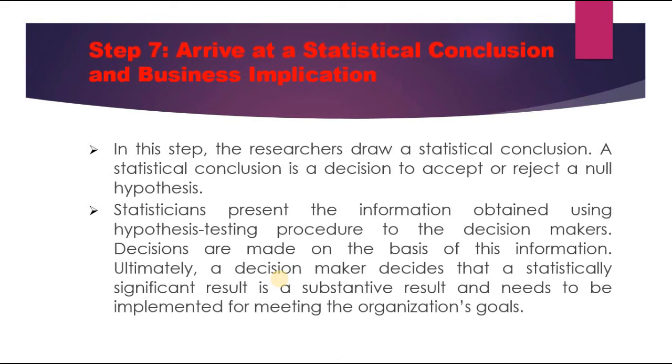Now, statisticians present the information obtained using the hypothesis testing procedure to the decision makers, and the decision makers, on the basis of this information, try to make a decision. Ultimately a decision maker decides that a statistically significant result is substantial and needs to be implemented for meeting the organizational goals. So whether to carry forward or act upon the decision or not is the prerogative of the decision makers of the business. The statistician or the researcher works on the hypothesis, tests it, and gives his feedback to the decision makers.